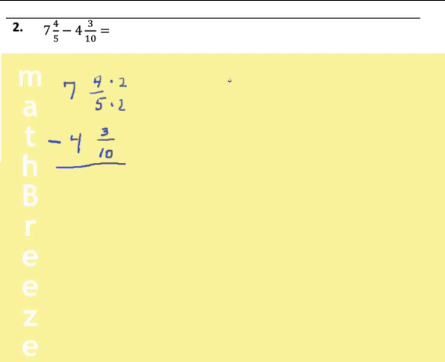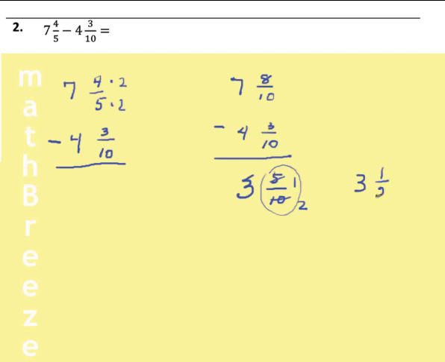All right, so this is 7 and 8/10. Just rewriting. Subtract 4 and 3/10. Here we get 5/10. 8 subtract 3. And 7 subtract 4 is 3. 3 and 5/10, and this let's reduce that. 5/10, divide top and bottom by 5. And we have, as a result, 3 and 1/2.